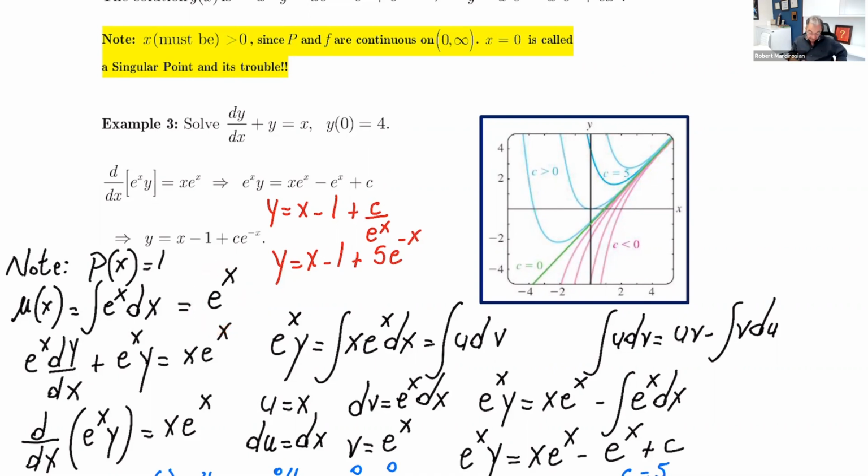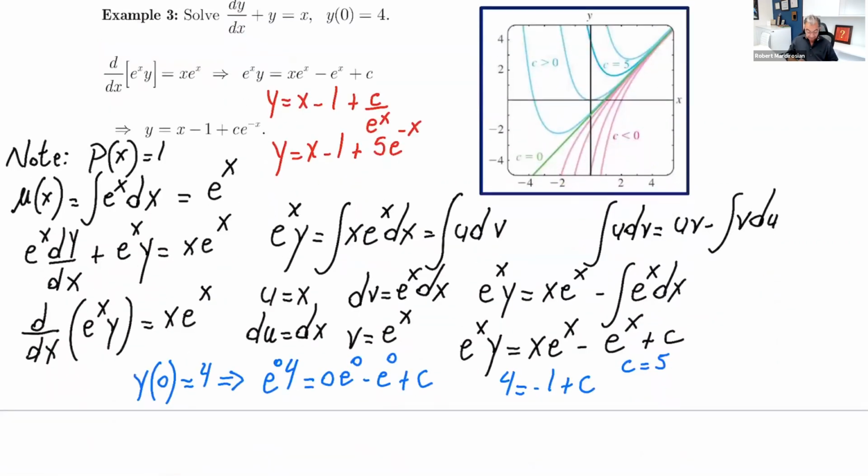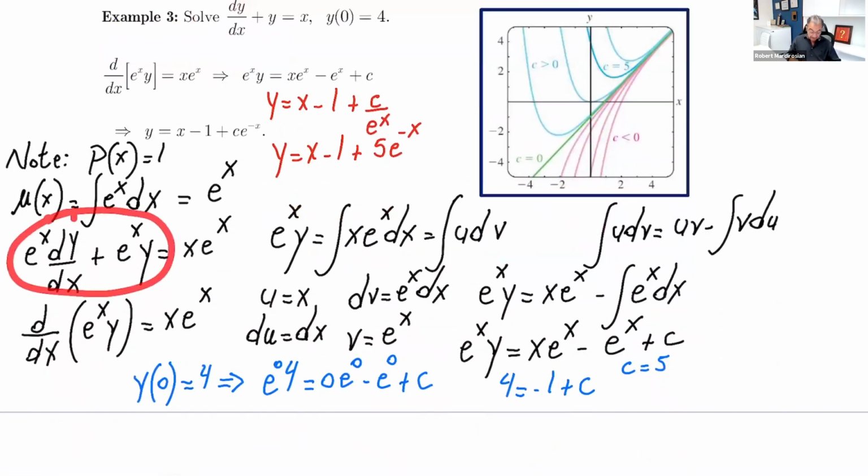Multiply both sides by the integrating factor, you get e to the x dy/dx plus e to the x y equals x e to the x. And so you know this side is the derivative of e to the x y. So you can say e to the x y is the integral of x e to the x dx. And to refresh your memories of integration by parts, this is u dv. So our u is x here, our du is dx, dv I called e to the x dx, and v is e to the x.